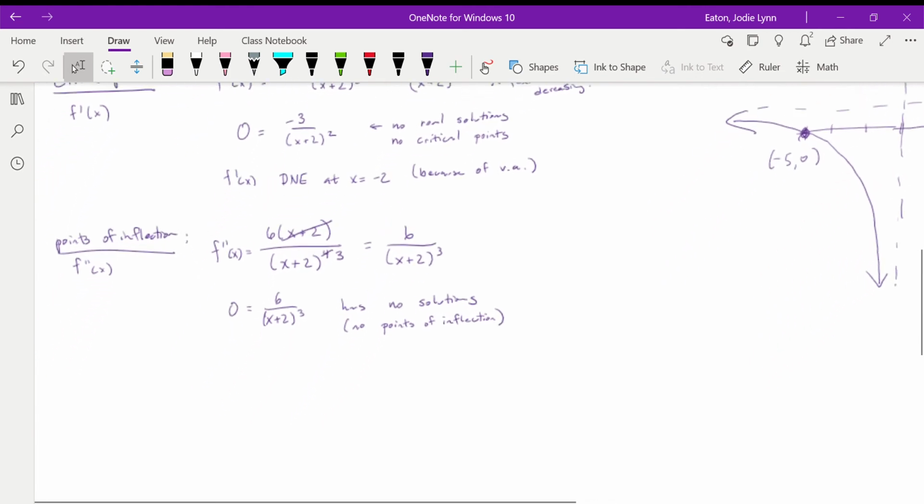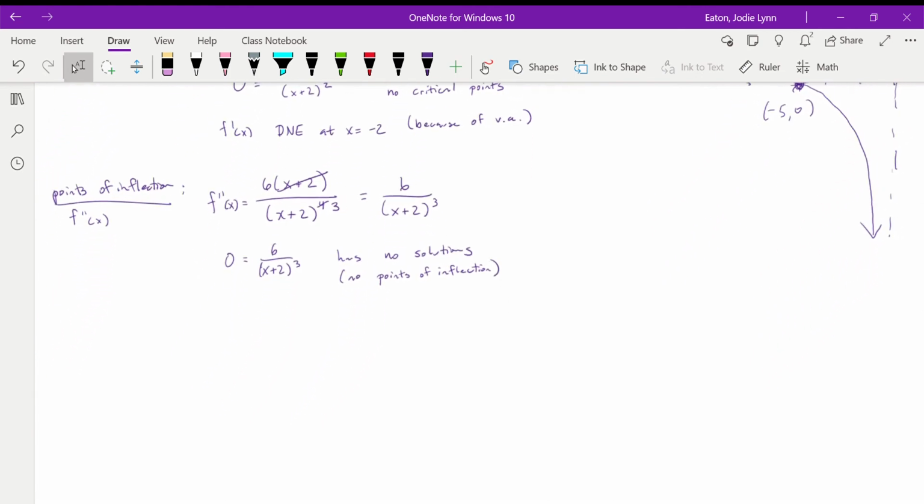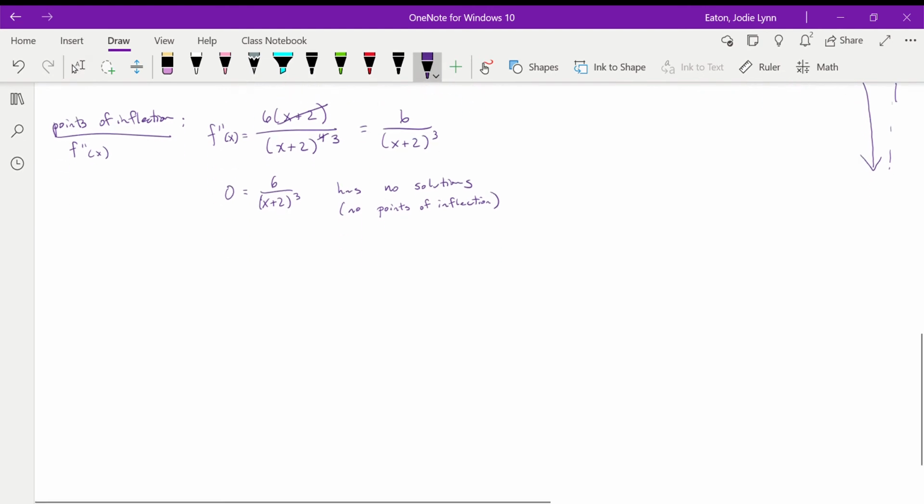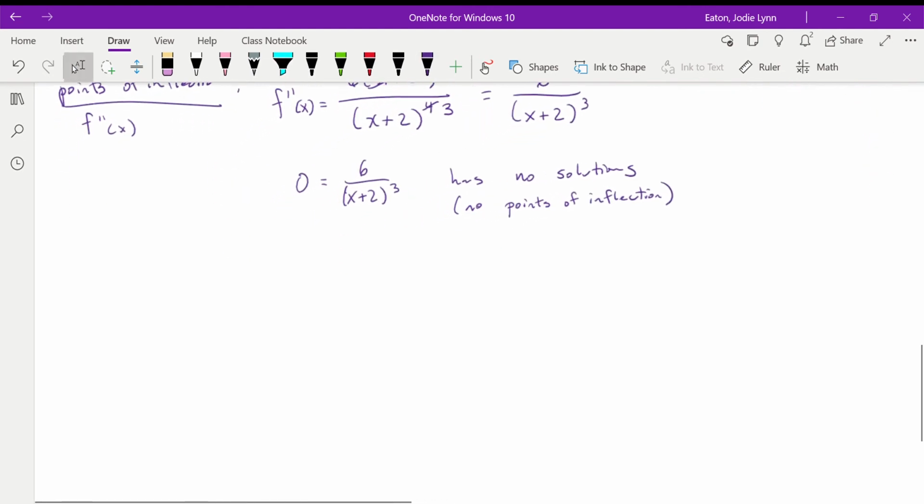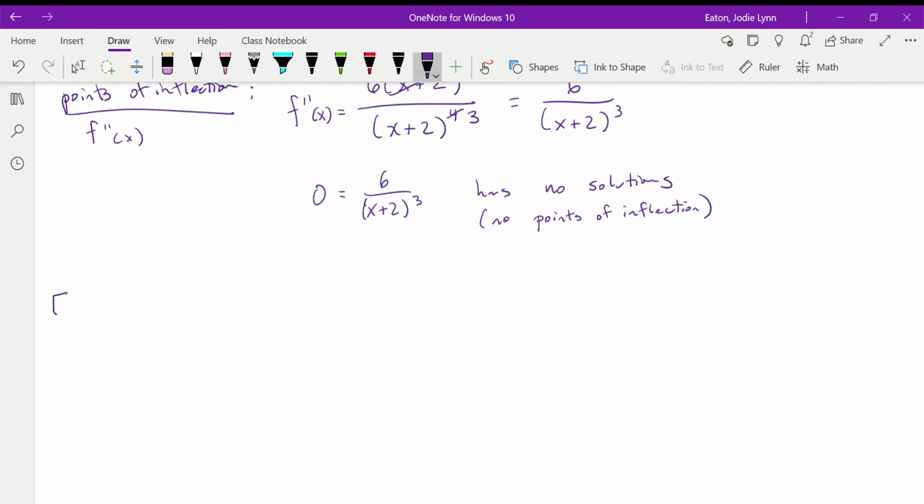Okay, and in some ways this example is simpler. So, example 2. We have f of x equals 4 over x squared plus 2, plus 1. So we're going to check first for discontinuity.